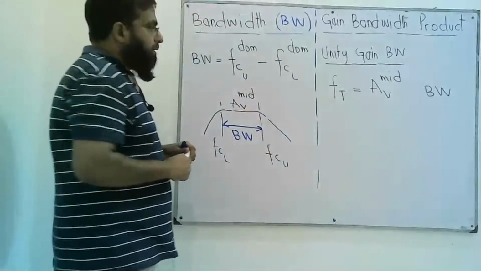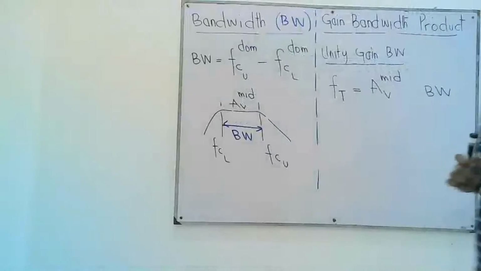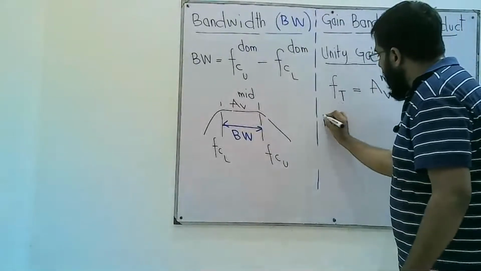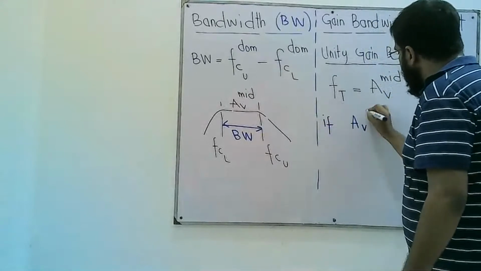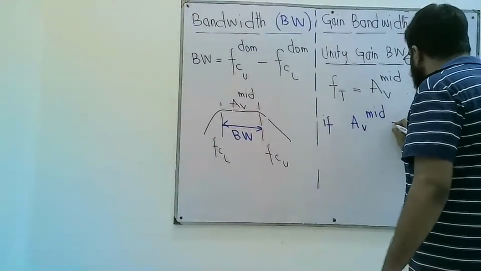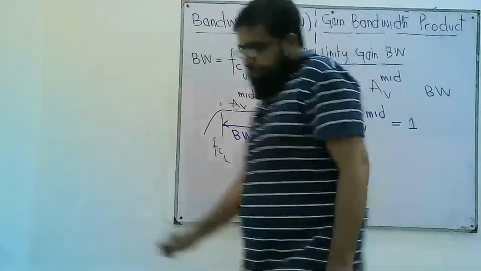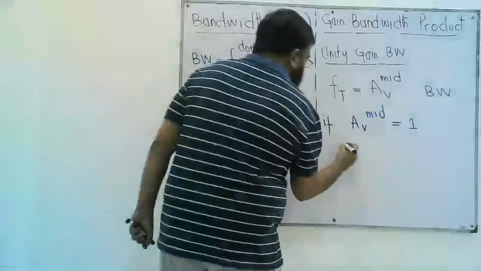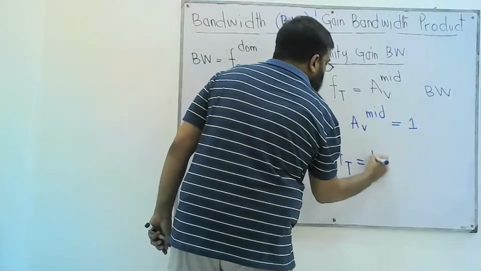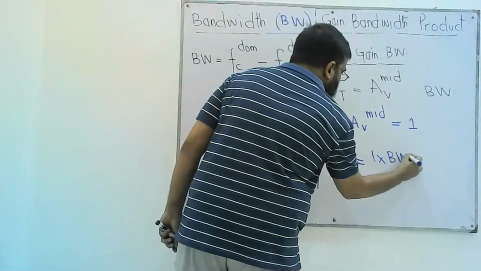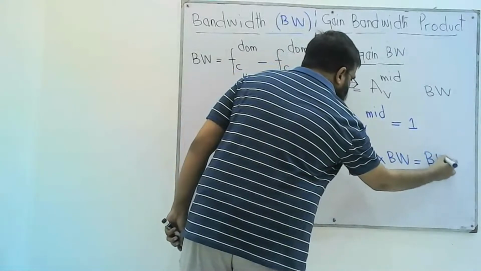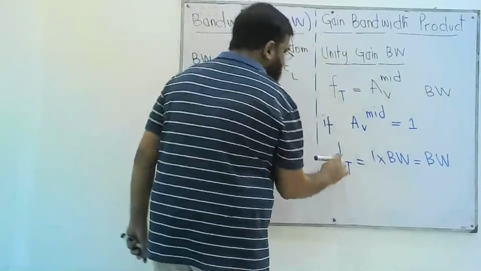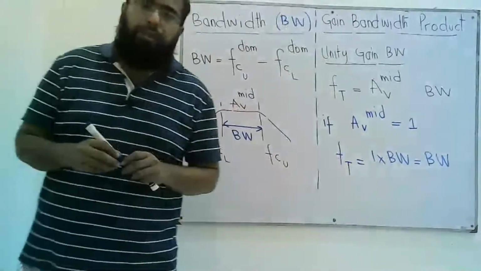This means this is the maximum Ft. If we keep AV mid equal to 1, this means 0 dB. If it is a 0 dB amplifier, Ft would be 1 times bandwidth, meaning the bandwidth. So Ft is equal to the bandwidth.